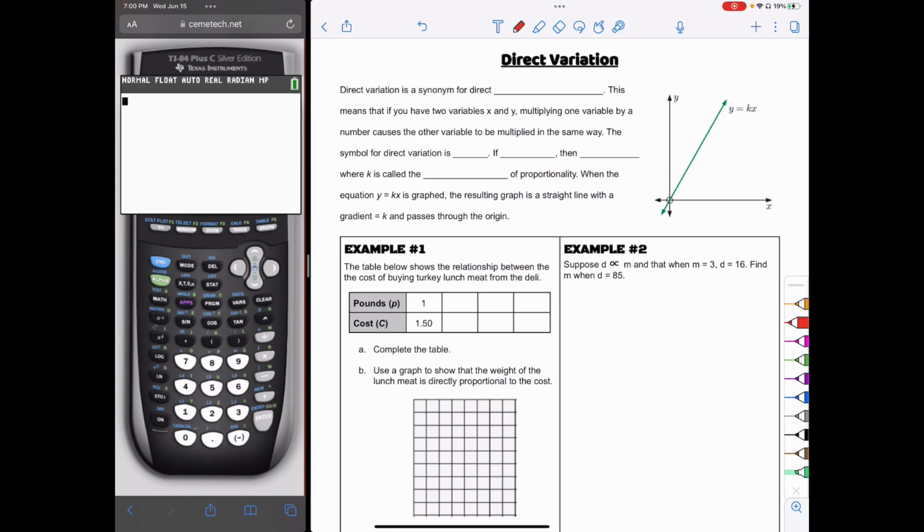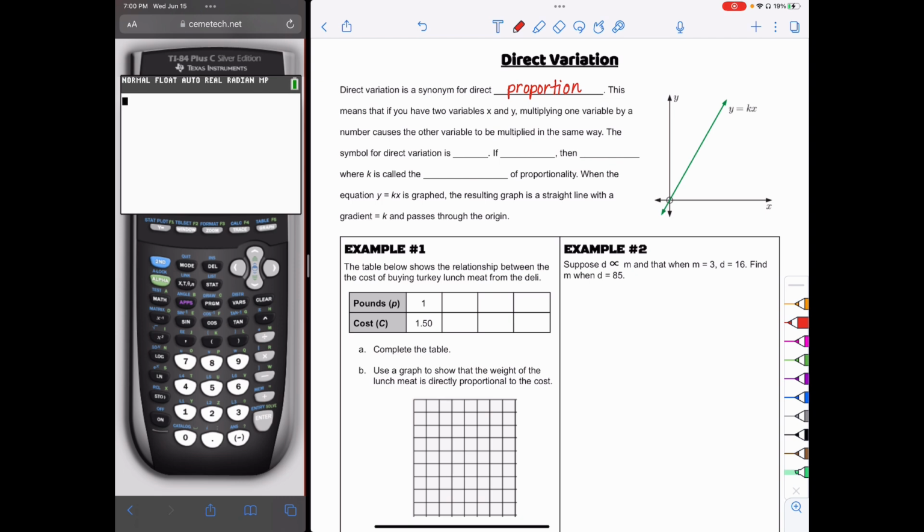Hello, today we're going to talk about direct variation. So, direct variation is a synonym for direct proportion or proportionality. This means that if you have two variables, let's say x and y, multiplying one variable by a number causes the other variable to be multiplied in the same way or by the same number.